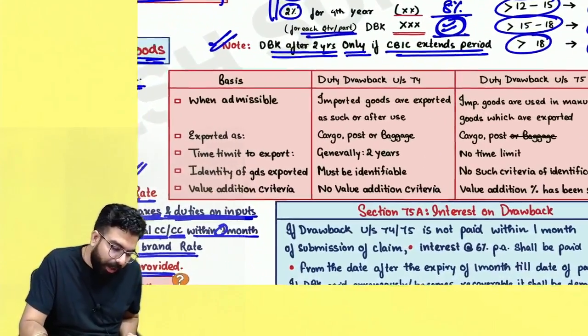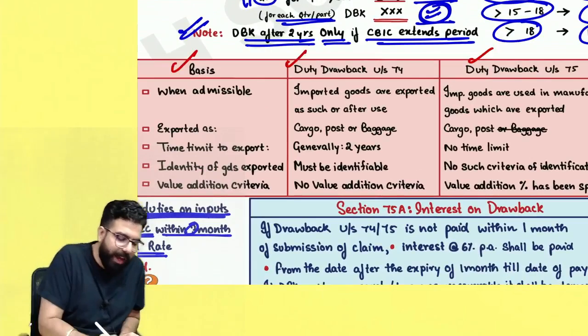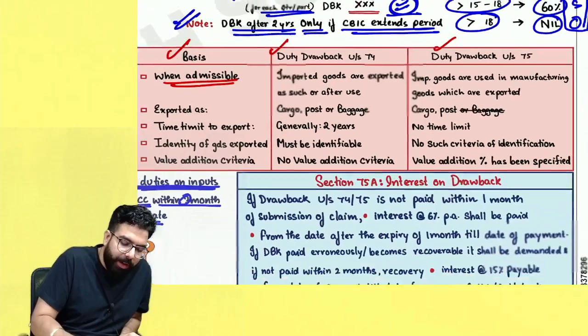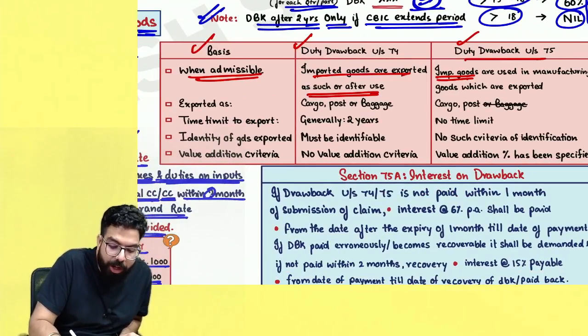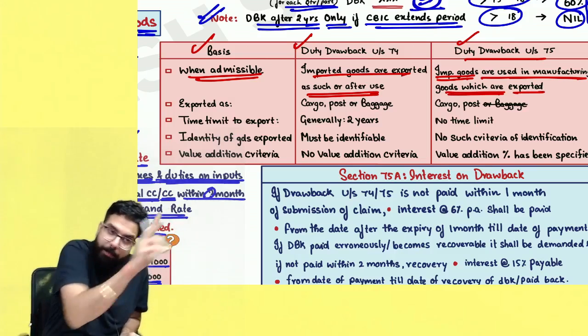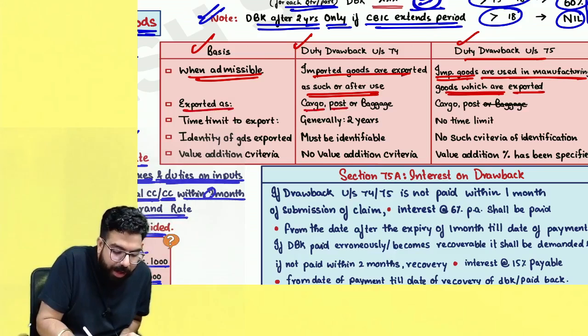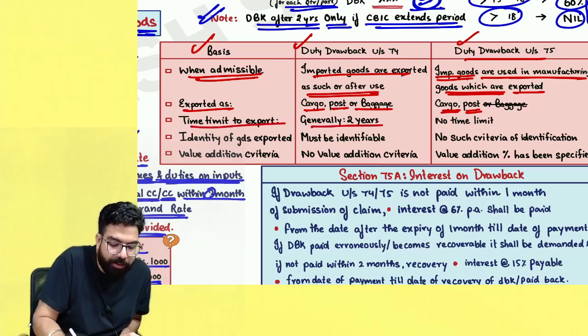Done, sir. On the right hand side, I have told the difference between duty drawback under section 74 and 75. When is it admissible? Under 74, imported goods are exported as such or after use. Under 75, imported materials are used in manufacturing goods which are exported. Export can be as cargo, post or baggage under 74, all three are okay. Under 75, it can be exported as cargo or post, baggage is not allowed. Time limit to export is generally 2 years.